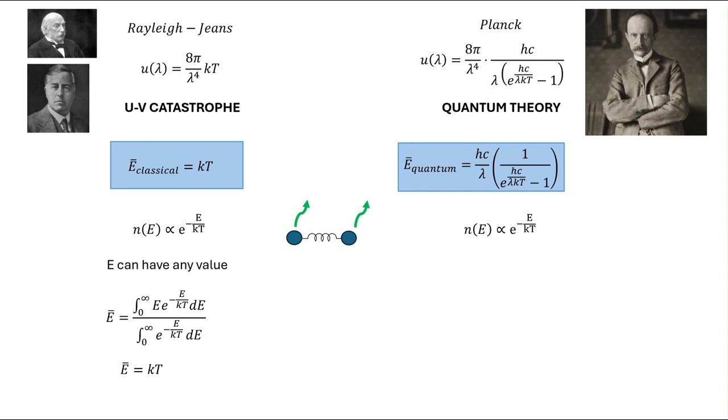Okay, Planck starts from the exact same place. He says, nope, Boltzmann good. That doesn't need to be changed. This is what Planck says that's different. Planck says E is not allowed to have any value. E can only have integer multiples of some fundamental value.